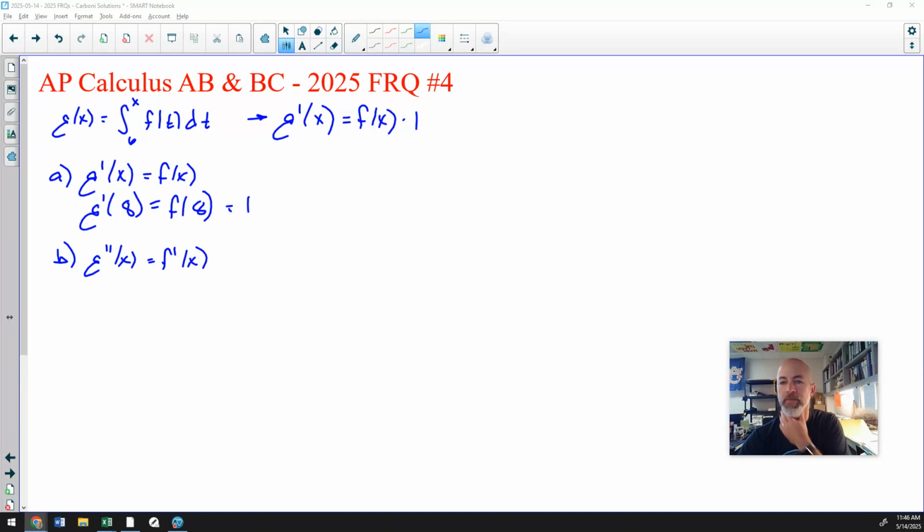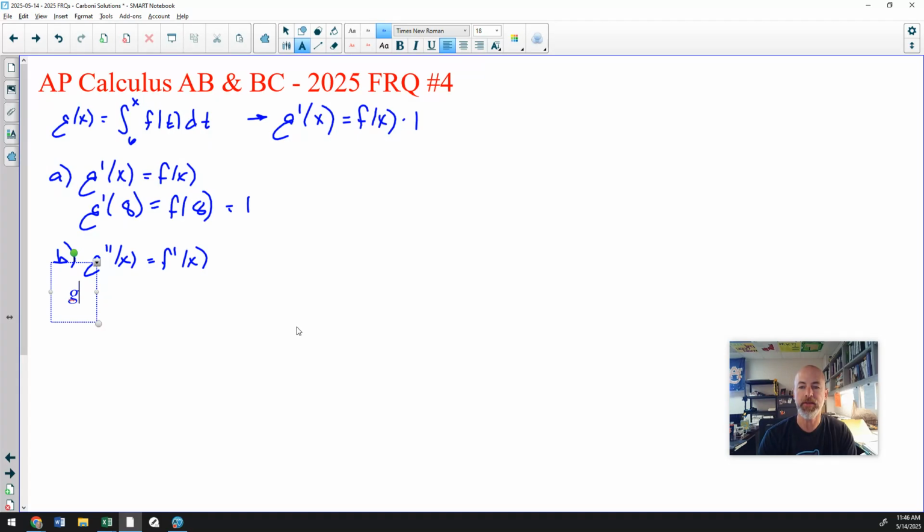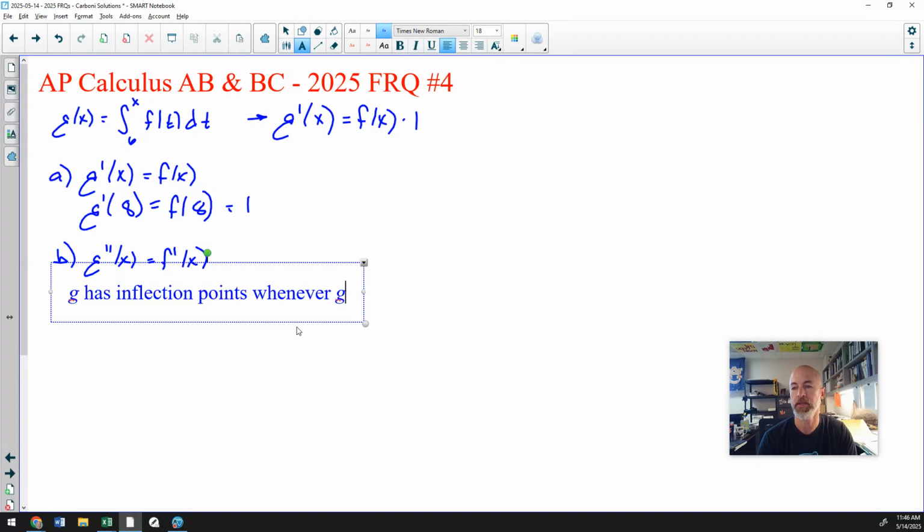Okay, I just had a student come in to make up a quiz, so I got interrupted there. So we were talking about inflection points, and I'm going to type out my explanation here because it's just easier for me to type. Okay, g has inflection points whenever g double prime changes signs. So that is also when f prime changes signs.